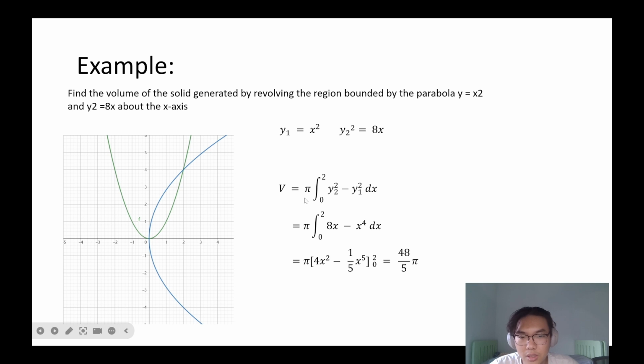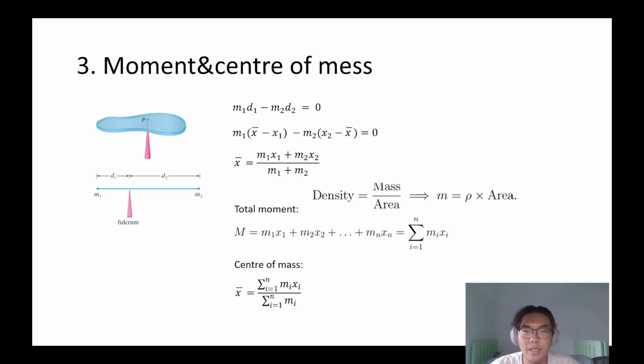So the function is pi integral of y2 squared minus y1 squared dx. And then we can simply integrate it, and we get 48 pi over 5. Then for the moment and the center of mass.